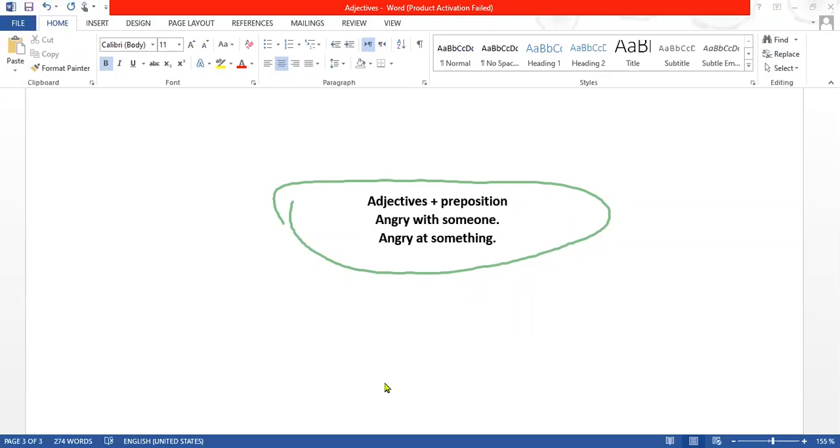Like, for example, many people will say, I'm satisfied from you, because in Urdu we say, main tum se mutmain hoon. But in English, we use with, not from. So here you cannot translate from Urdu to English, remember. It has a different kind of rule, or it doesn't have a rule basically.